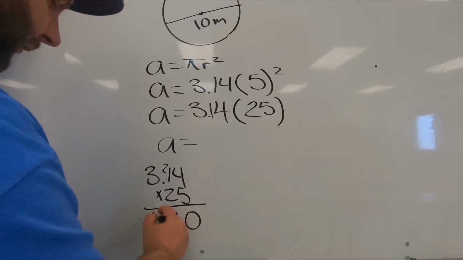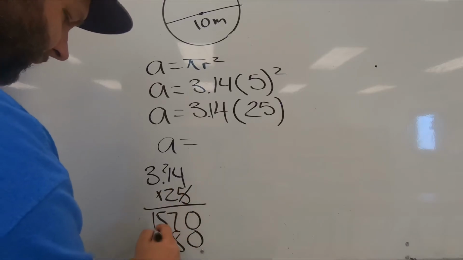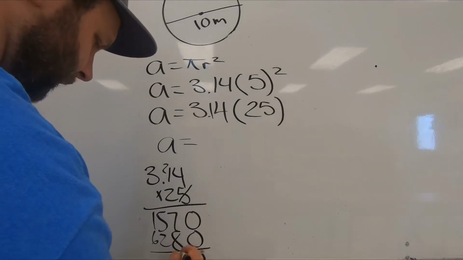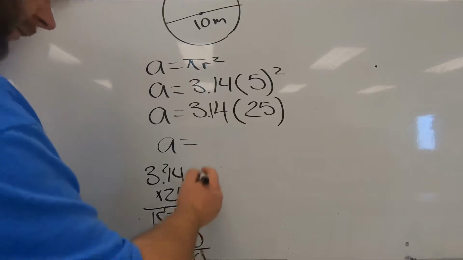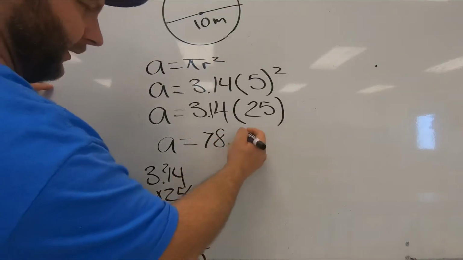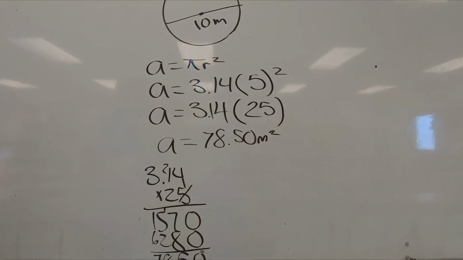Let's see how fast Mr. B can multiply here. And we end up with 78.50 meters squared. All right.